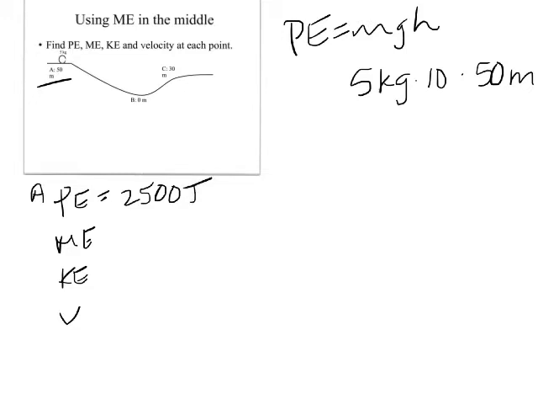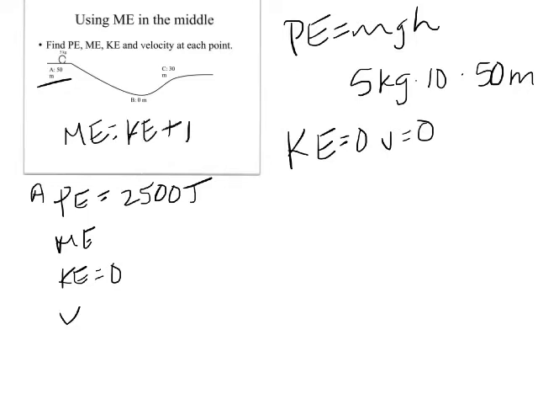All right. Now, technically, in order to figure out ME, we also need to figure out KE, but if the ball has a velocity of 0, then we know KE is 0. So at point A, KE is 0. And then ME, since the big thing that's always true is ME is KE plus PE, that tells us that our ME is 2,500 joules. All right, so that's part A. That's at the very, very top.